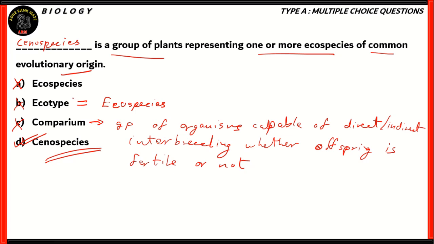Option D turns out to be correct, while the rest of the options A, B, and C turn out to be incorrect. So let me repeat that. A group of plants representing one or more ecospecies of common evolutionary origin is called a cenospecies. So since ecospecies is used in the question, it cannot be the answer. Ecotype is the same thing as ecospecies, so that's incorrect. Comparium is basically a group of organisms capable of direct or indirect interbreeding, even if the offspring doesn't have to be fertile. So option C is also incorrect. That means option D, cenospecies, turns out to be the right option.